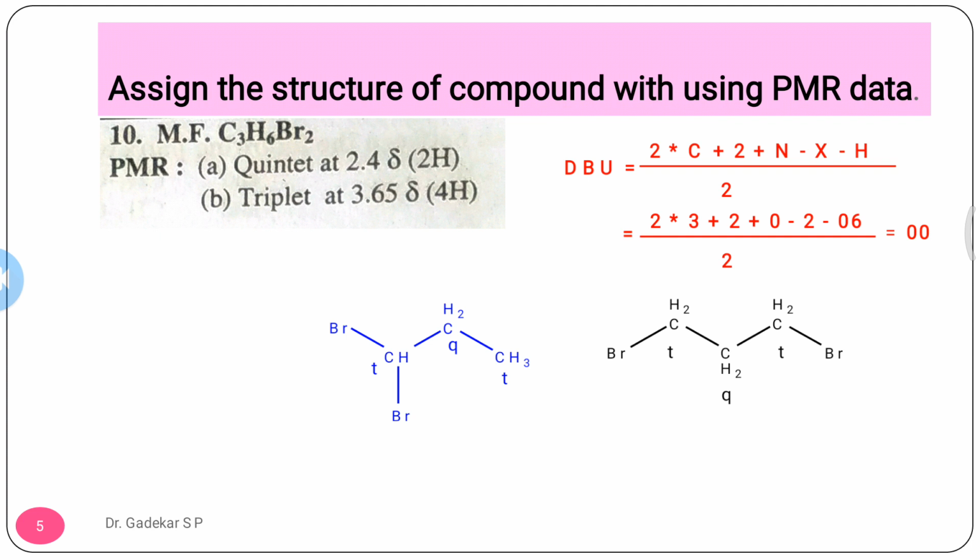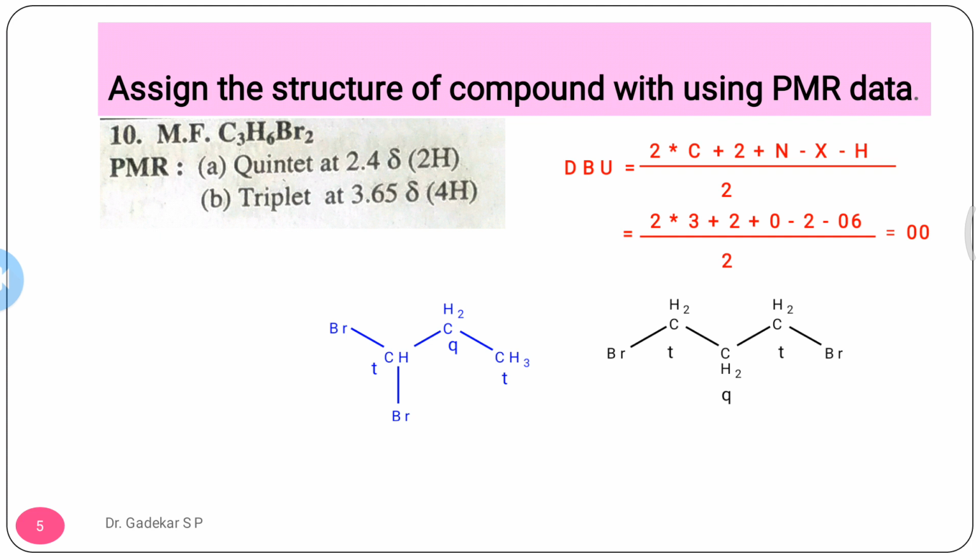Blue indicates CH3 split into a triplet, but CH2 split into a quartet, and again the 2 Br groups are present, they give a triplet.